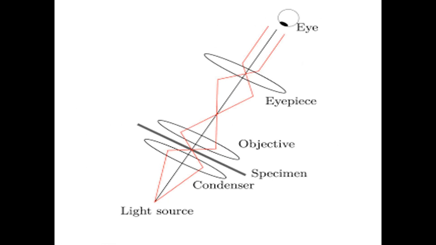This is the way light travels in a bright field microscope. You can see the eye. You can see the light source from the bottom, passes to the condenser lens, which will focus it on the specimen. From the specimen, it passes through the objective lens, through the eyepiece lens, and reaches the eye of the observer, so that you are getting an image. And the specimen or the microorganisms appear dark or stained, and the background will be bright or light.